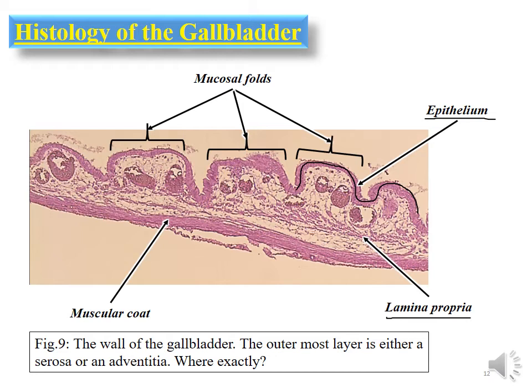And then beyond that, we have the muscular coat, and the outermost layer could either be a serosa or an adventitia. Remember that the fundus of the gallbladder is outside the liver and covered entirely by peritoneum, and therefore the outermost layer here is serosa, whereas the body of the gallbladder lies against the liver, and therefore the part in contact with the liver is not covered by peritoneum, and therefore the outermost layer here is adventitia.